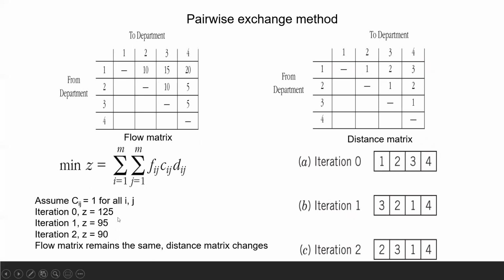Ito yung initial layout. Ano po yung score niya? 125. Paano po nakuha? Again, you're just multiplying. Tingnan natin to. Z is equal to 1 to 2, ano ang distance niya? 1. I-multiply mo dito sa 10. Plus, 1 to 3. So 1 to 3 is 2, multiply by 15. Plus 3, multiply by 20. Nakuha?